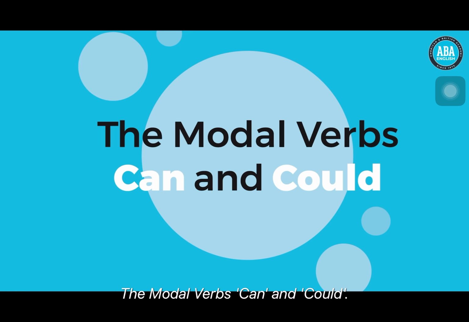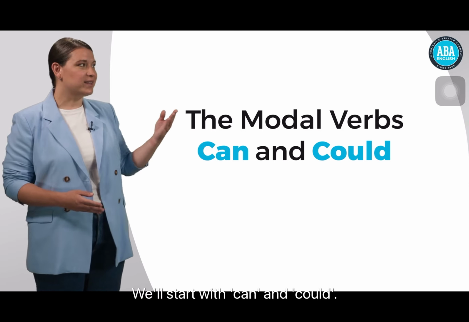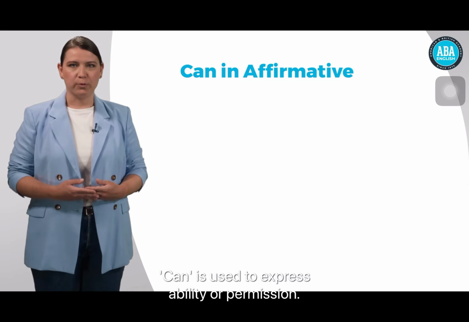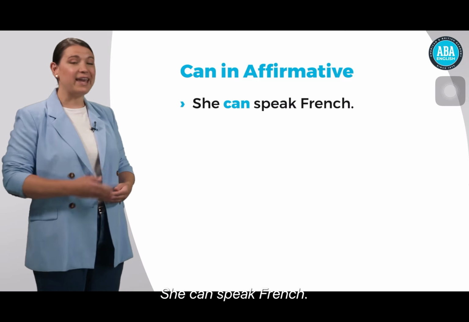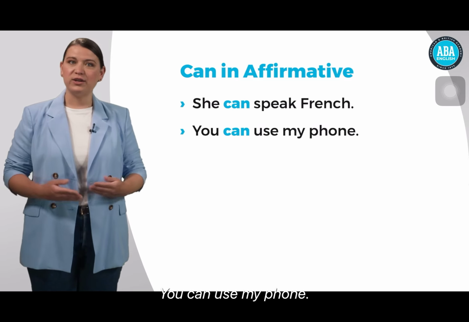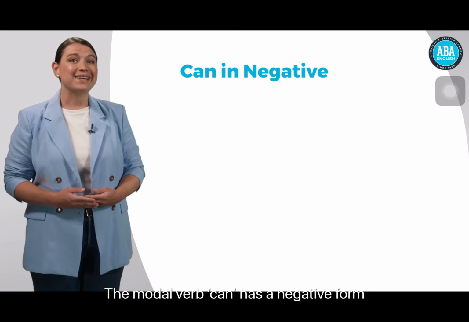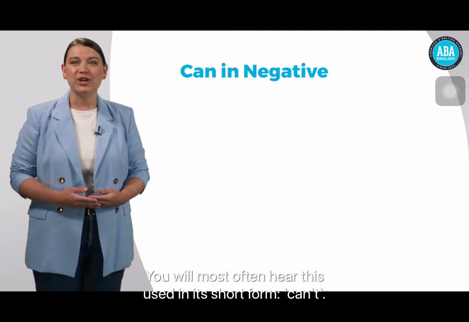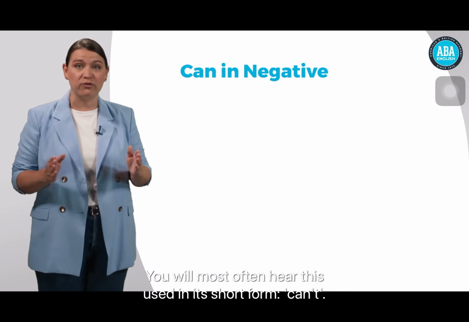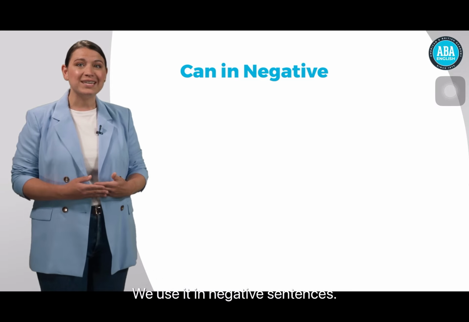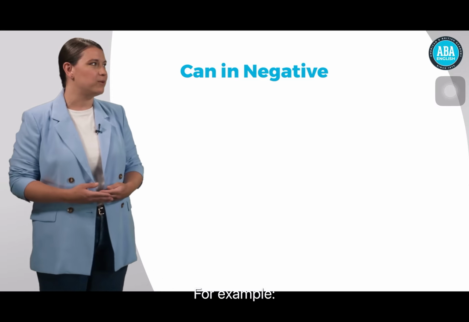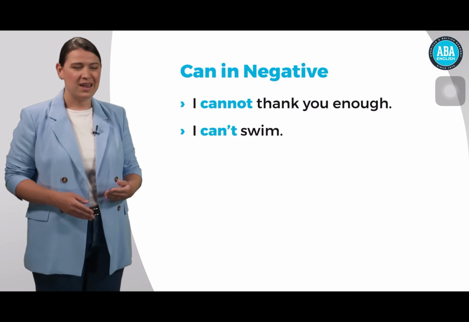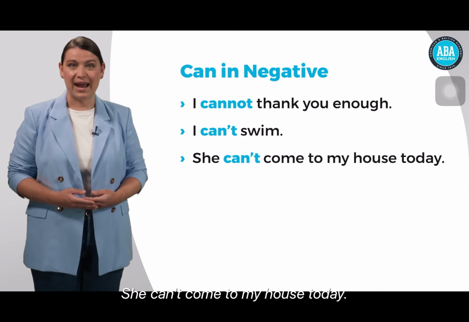The modal verbs can and could. We'll start with can and could. Can is used to express ability or permission. For example, she can speak French. You can use my phone. The modal verb can has a negative form, which is cannot. You will most often hear this used in its short form, can't. We use it in negative sentences. For example, I cannot thank you enough. I can't swim. She can't come to my house today.